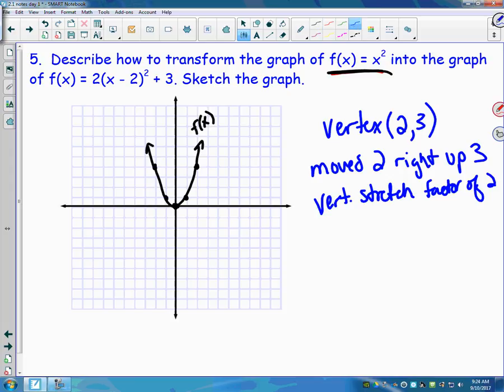Now if I take this graph and I move it right 2 and up 3, this is now my new vertex. If I didn't stretch it by a factor of 2, I would make a point here and a point here, and I could go over 2, up 4, right? But I stretched it by a factor of 2, which means it's going to go up twice as fast. So now when I go over 1, I'm going to go up 2. And normally I go over 2, up 4. Now I'd have to go over 2, up 8. 1, 2, 3, 4, 5, 6, 7, 8. That would be like this.